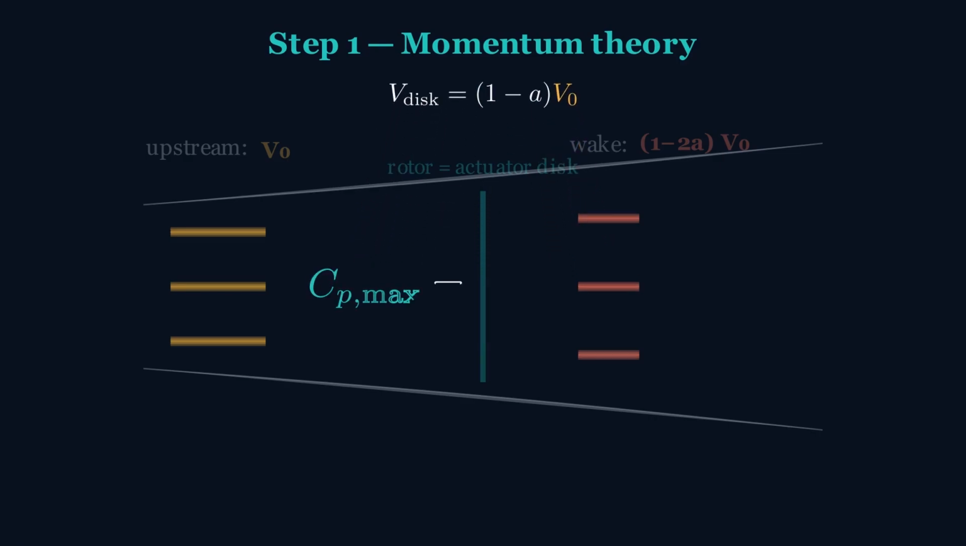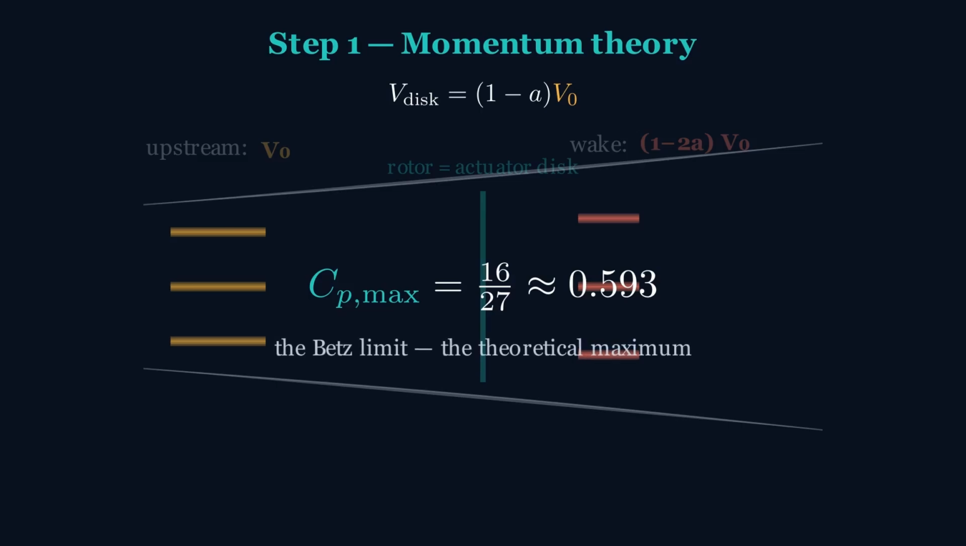And momentum theory gives us something remarkable: a hard ceiling. No turbine, however perfect, can capture more than 59.3% of the wind's energy. That's the Betz limit, and every real design is measured against it.